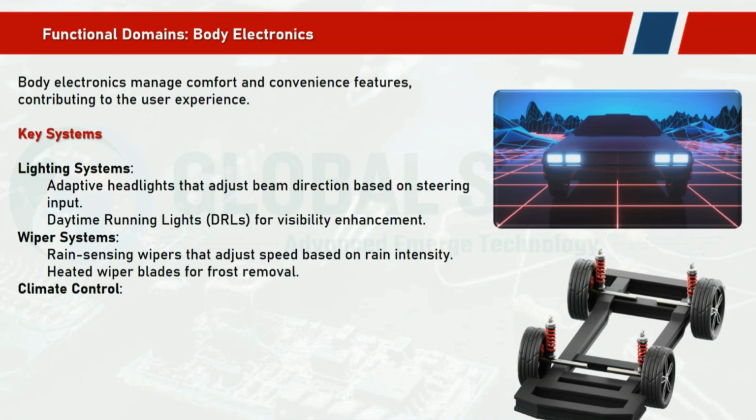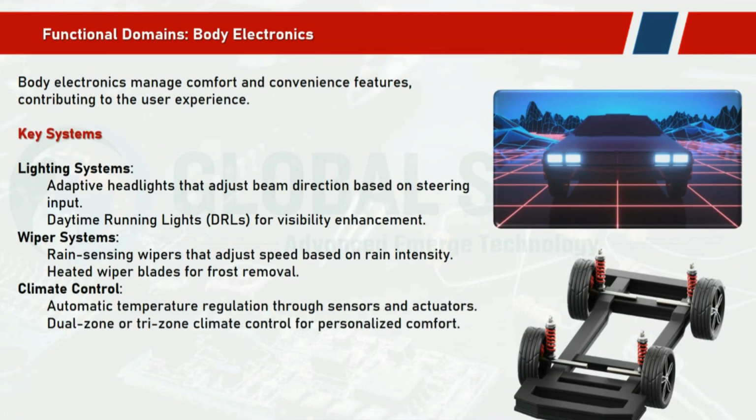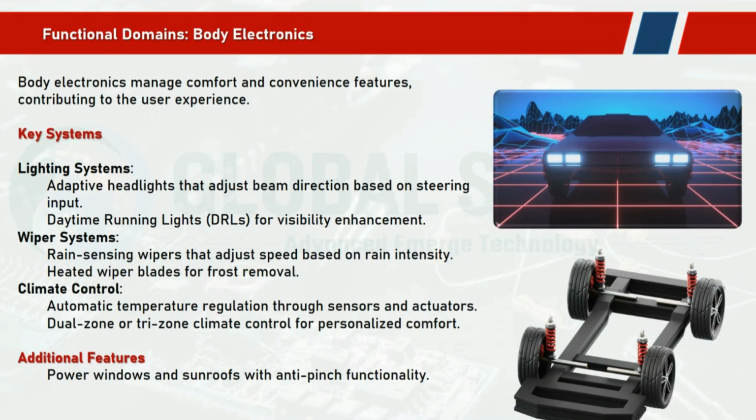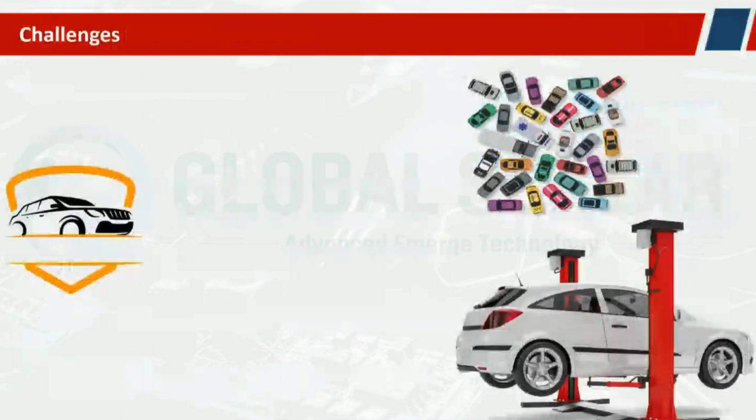And the climate control will be automatic temperature regulation through sensors and actuators, with dual-zone, tri-zone, and quad-zone options. These are some of the features. It provides climate control for personalized comfort. Additional features are power windows and sunroof with anti-pinch functions, and central locking and keyless entry systems.